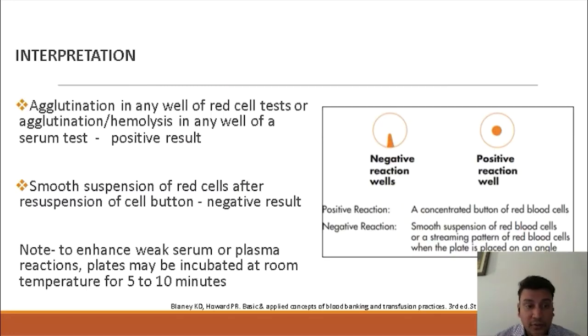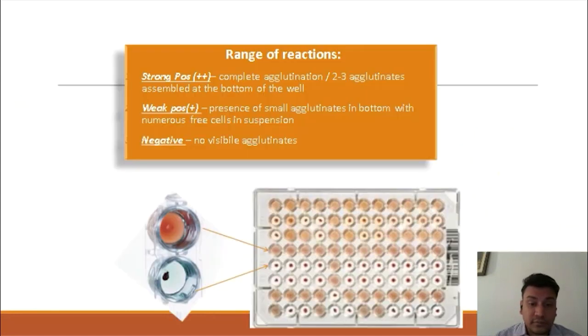Going on to the interpretation, this figure shows that a positive reaction will be a concentrated button of red blood cells, while a negative reaction will be a smooth suspension of red blood cells or a streaming pattern of red cells. Also, we can keep the microplates at room temperature for incubation for 5 to 10 minutes to further enhance the reaction. This is how it looks. This is a positive reaction and this is a negative reaction.